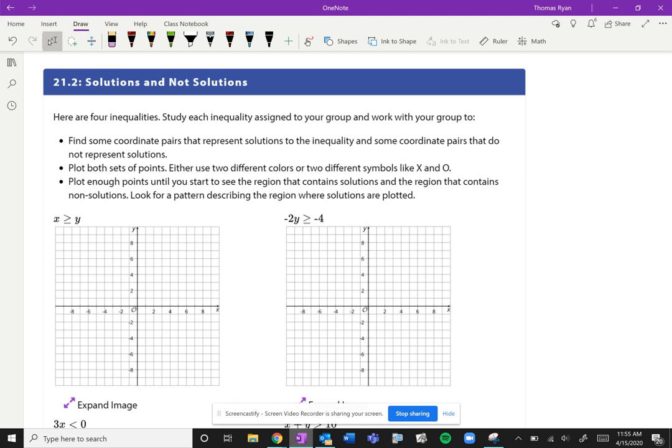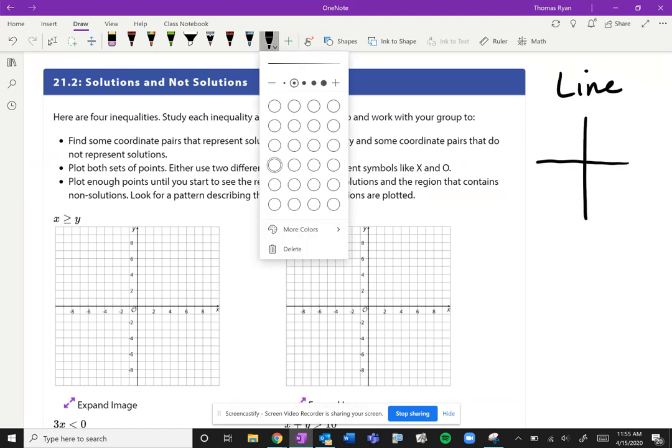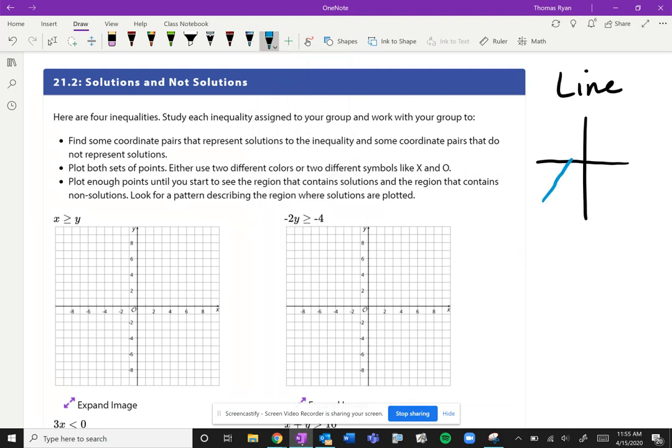Okay, so 21.2, example 2. We're going to focus on what are solutions and what are not solutions. Before we do that, real quick, remember that with a line on a graph, let's say this line looks something like this. We know it has positive slope, and let's say it crosses here at 1. So let's call this line y equals x plus 1.